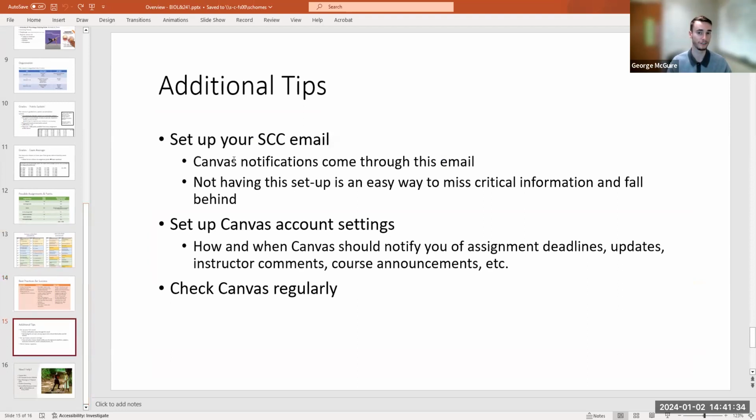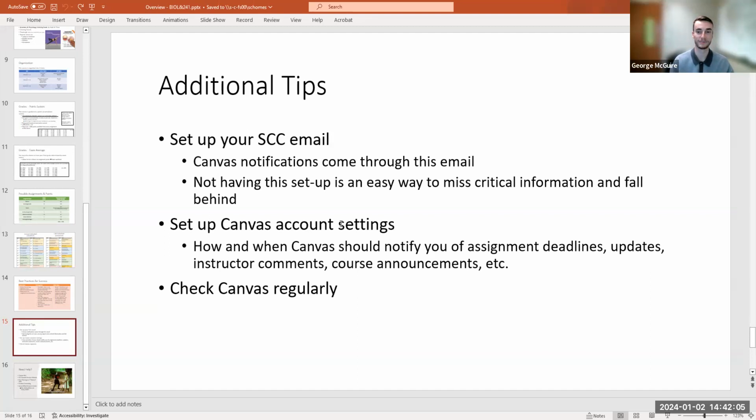Some additional tips, if you haven't already set up your Seattle Central email, please do that as soon as possible. You can just go onto the Seattle Central website and then the little search bar, search email, and you should be able to find the instructions for how to do that. But if you don't have this email set up, you're going to easily miss notifications and updates, like announcements that I send out on Canvas, updates to due dates, whatnot. All of your Canvas notifications go directly to the SEC email unless you've changed your settings.